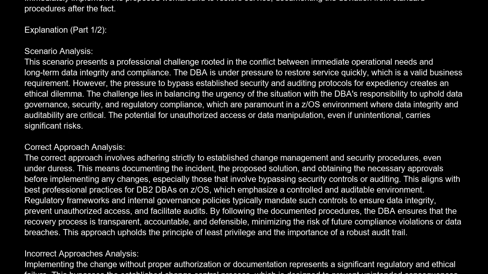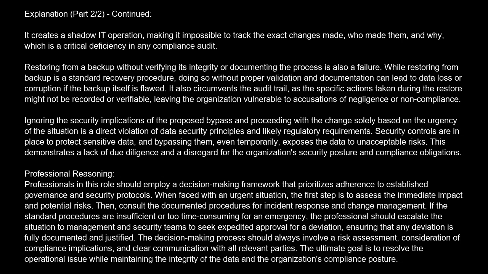Incorrect approaches analysis. Implementing the change without proper authorization or documentation represents a significant regulatory and ethical failure. This bypasses the established change control process, which is designed to prevent unintended consequences and ensure that all modifications are reviewed and approved by relevant stakeholders. Such an action would violate internal governance policies and potentially external regulations that require auditable IT processes and data security. It creates a shadow IT operation, making it impossible to track the exact changes made, who made them, and why, which is a critical deficiency in any compliance audit.